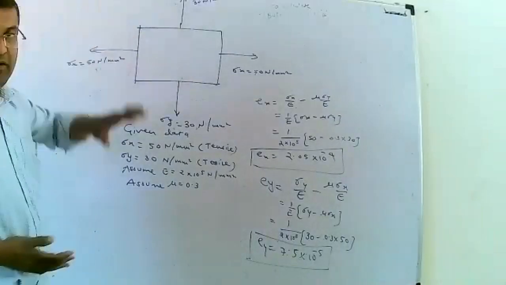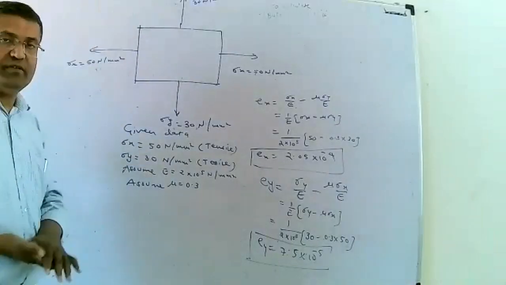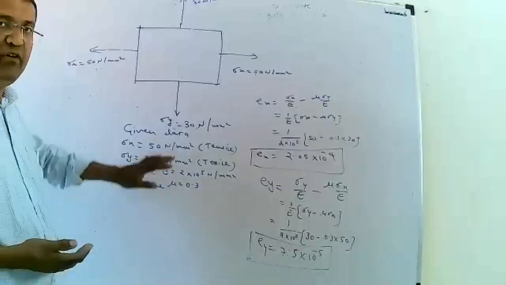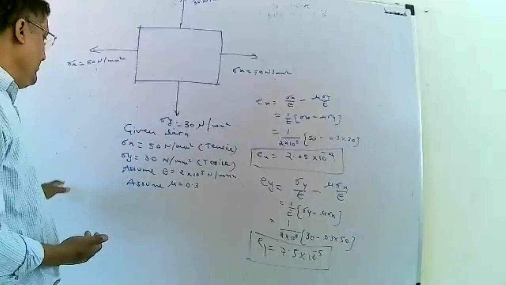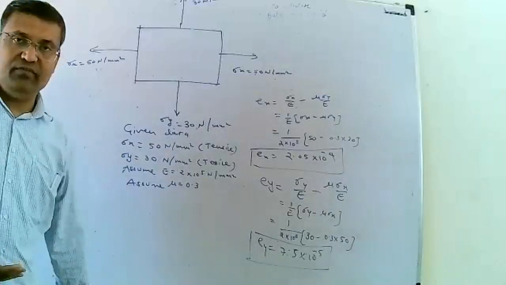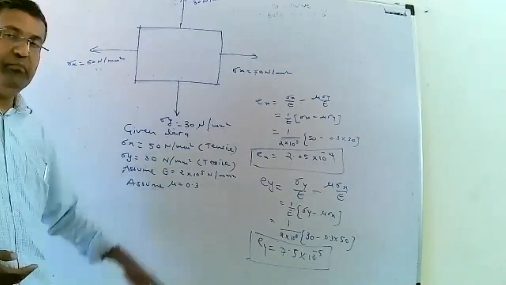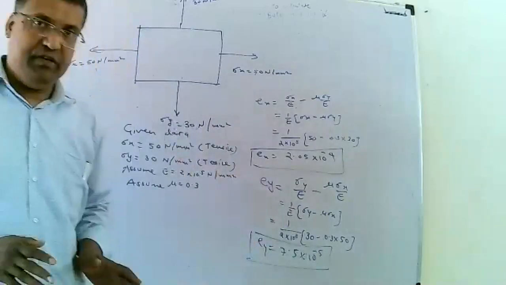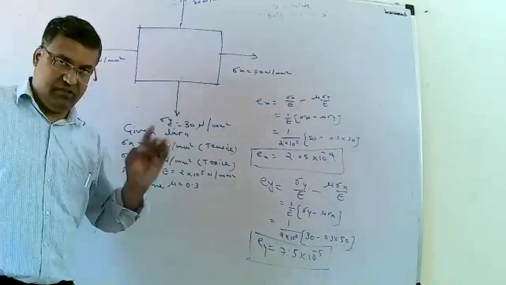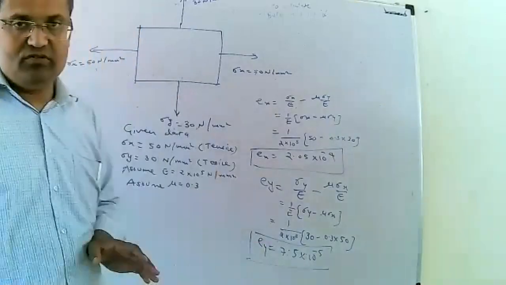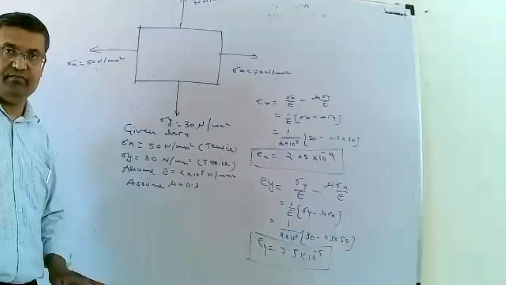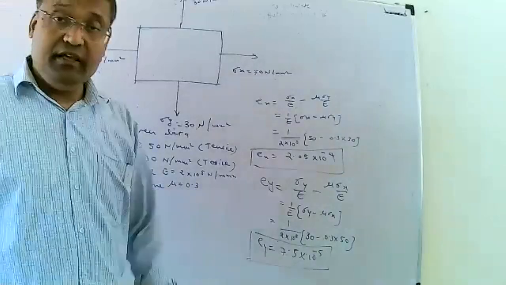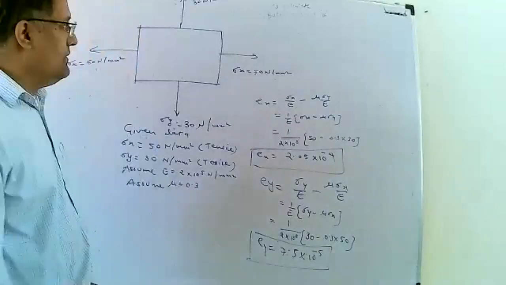In this problem, first the information is provided: the values of sigma x and sigma y, both tensile, are given in the problem. Then assume the Young's modulus of elasticity and assume mu, because these values are not provided. This assumption regarding Poisson's ratio and Young's modulus of elasticity is a constant. There is no change in the values of E and mu if they are not provided.